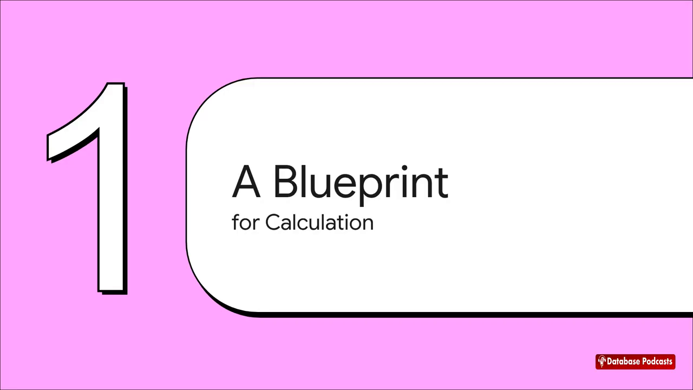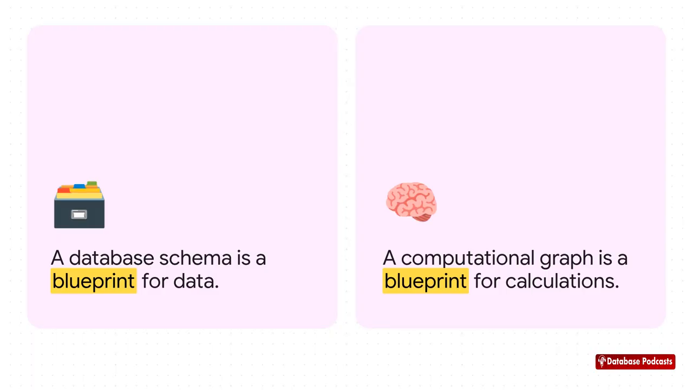Okay, so let's get into this idea of a blueprint for calculation. You know how a database schema is the blueprint for your data, right? It lays out all the tables, the columns, what kind of data goes where, and how everything is related. You define it once, and that's the law of the land for your data. A computational graph, it's the exact same concept, but for math. It's a blueprint that defines every single calculation, every variable, and how they all connect before anything actually gets computed.